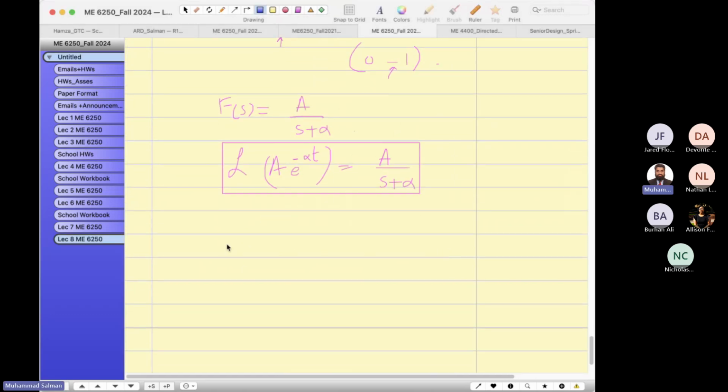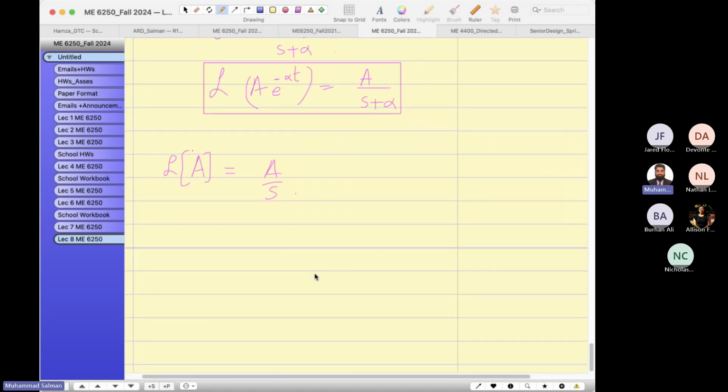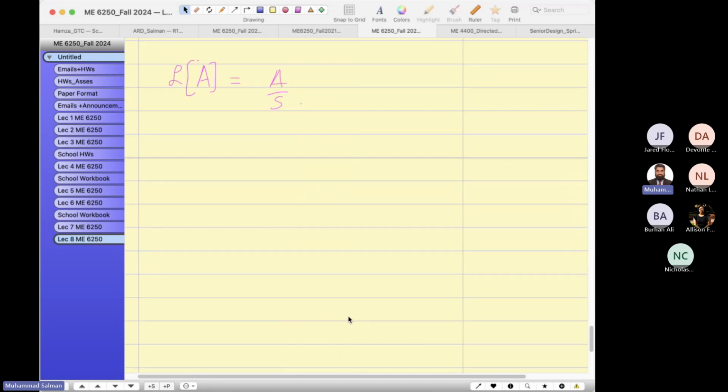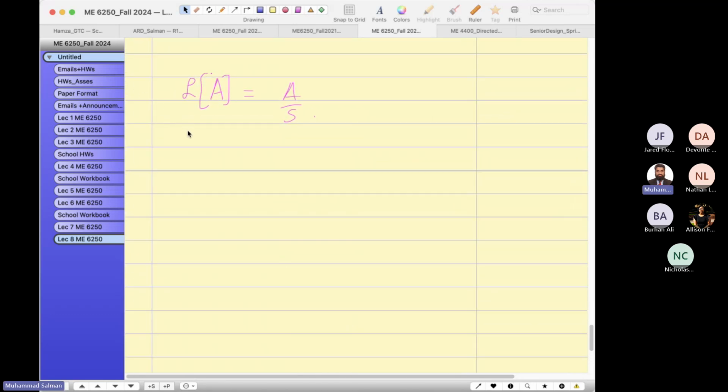Suppose you want to find the Laplace transform of a step function, and you would see the answer is a over s. But how will you prove it? The answer is a over s. So let me show you that. This is our definition of the Laplace transform. Suppose this is f of s, correct? Then I can write the integral of a e to the negative st dt from 0 to infinity.